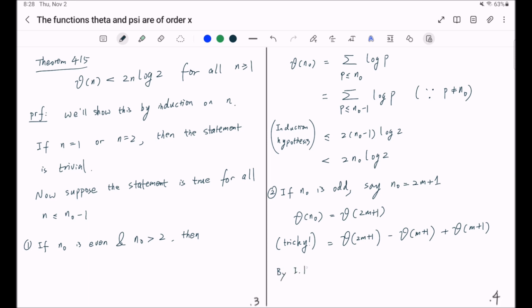By induction hypothesis, which we shall abbreviate as IH, theta of m plus 1 is less than or equal to twice of m plus 1 times log of 2. So it suffices to give a good bound for this difference.